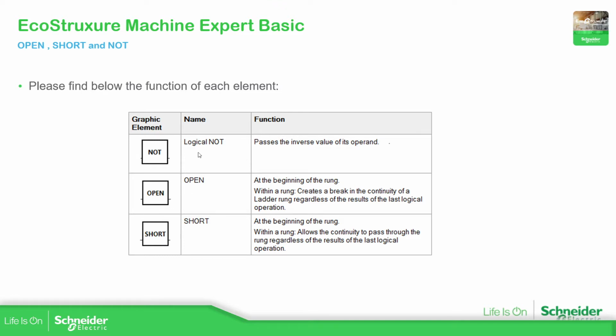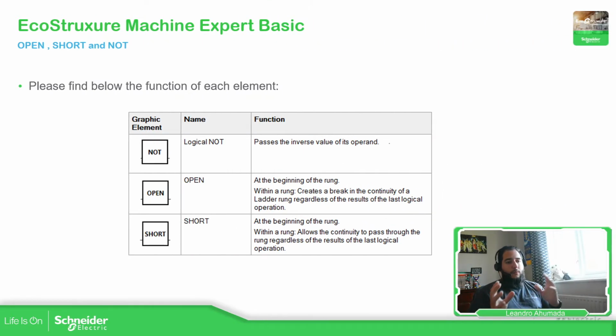Okay, the not just changes the logic. If we have a false condition at the beginning, the result will be true. The open would open the rank that we have, and the short will create a short in the logic that we have created. Basically, when we are going to make some adjustment in the logic and we want to avoid some contacts on some condition that we have created, I usually use the short so we can avoid that. And then in a new download of the project, I delete the short and then the project will continue.